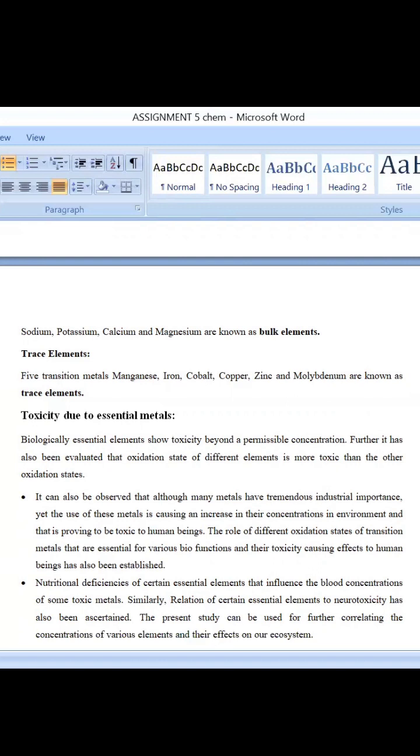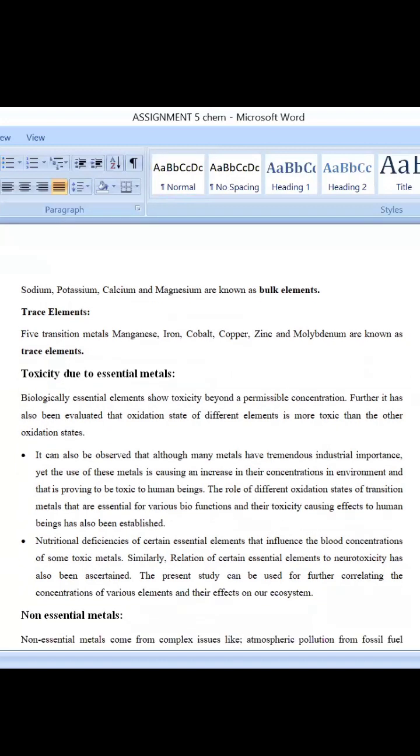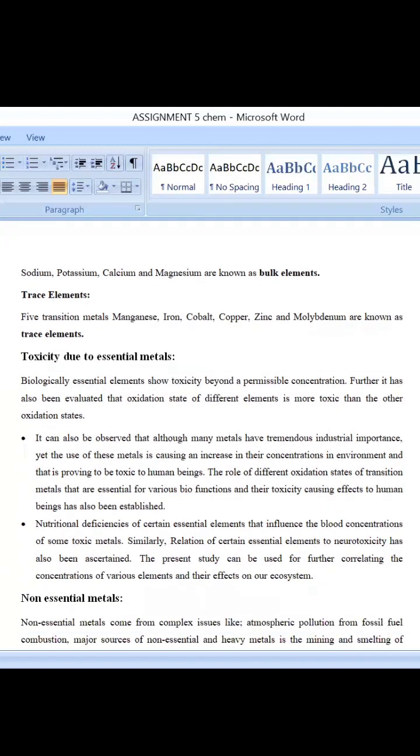Nutritional deficiencies. Nutritional deficiencies of certain essential elements influence the blood concentration of some toxic metals. Similarly, the relation of certain essential elements to neurotoxicity has also been ascertained. The present study can be used for further correlating the concentrations of various elements and their effects on our ecosystem. The next point is non-essential metals.